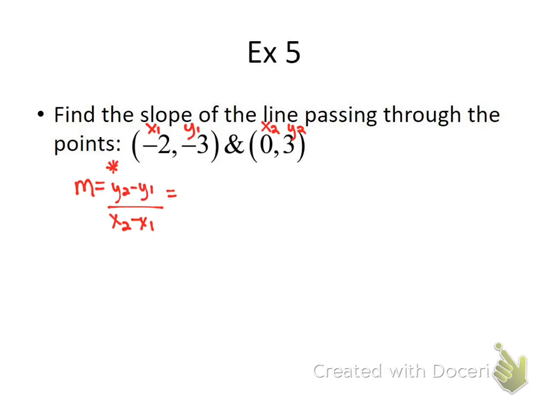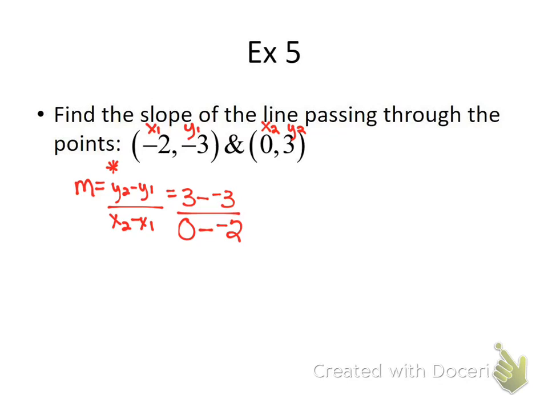So what do I put in for y2? 3. And then I bring in my subtraction sign. And then what do I put in for my y1? Negative 3. -3, okay? Then what do I substitute for x2? Negative. And then my operation sign is minus. And then what do I substitute for x1? Negative 2. Okay.